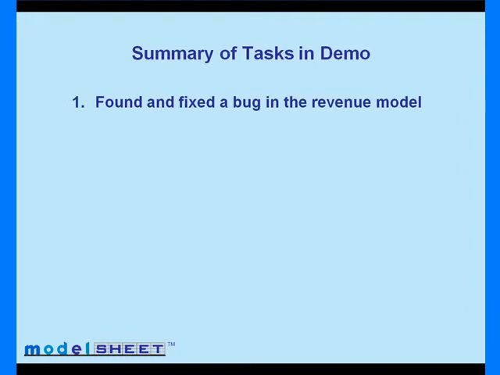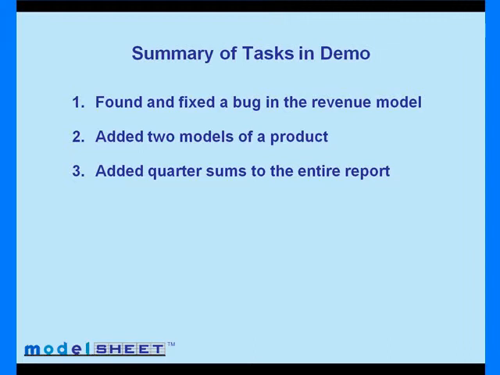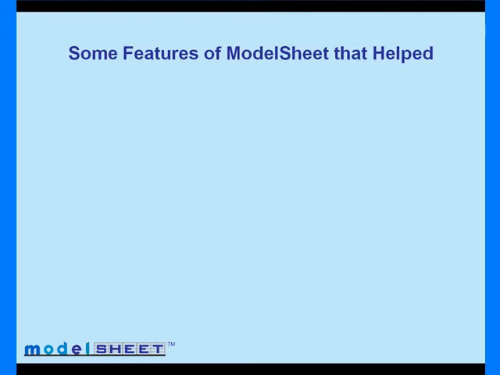Let's summarize what we did in the demonstration. We found and fixed a bug in the sales model. We added 2 products to the product line, including changing sales levels and growth rates. We added quarterly sums to the report in a matter of seconds. We generated a new spreadsheet for the president, also in a few seconds. Here are some features of ModelSheet that help with these tasks.